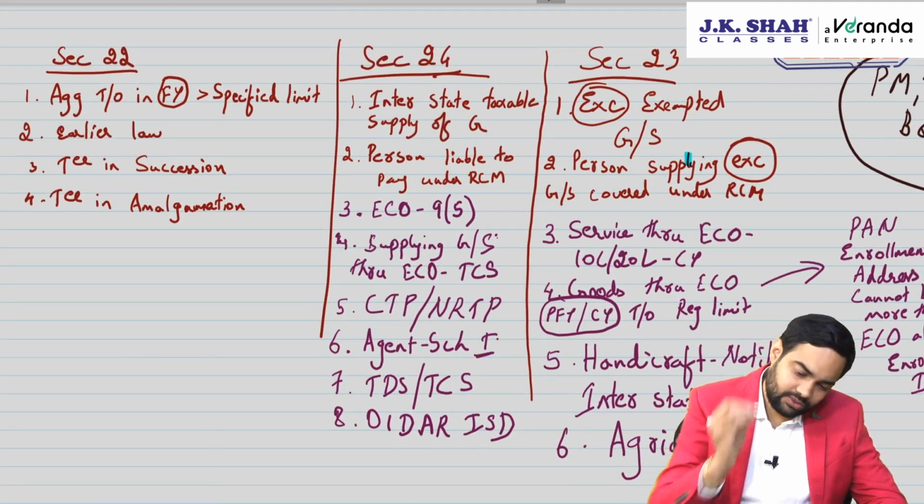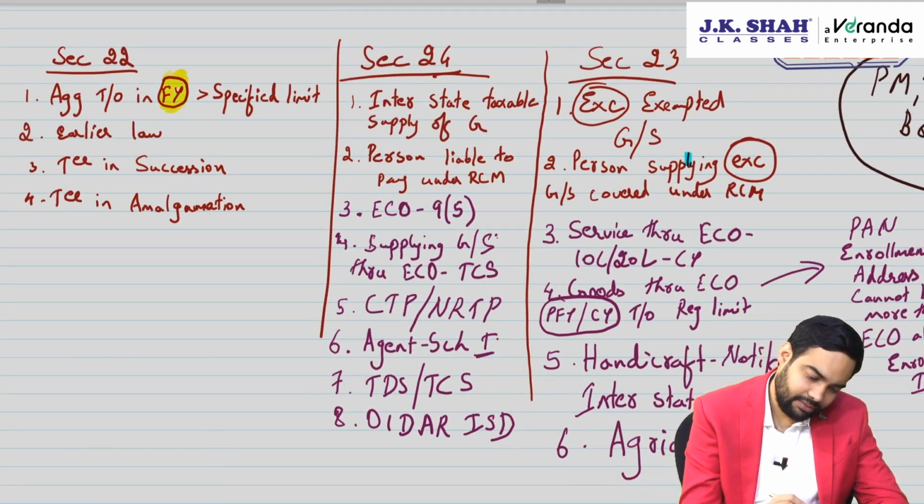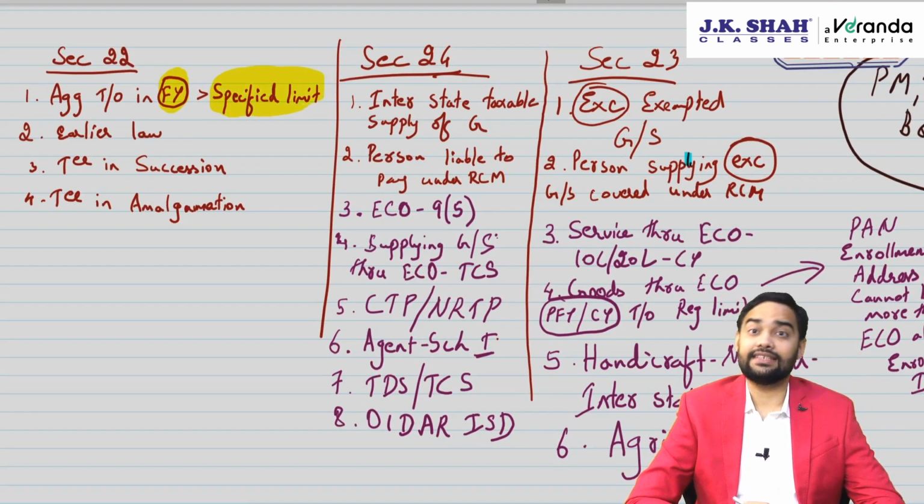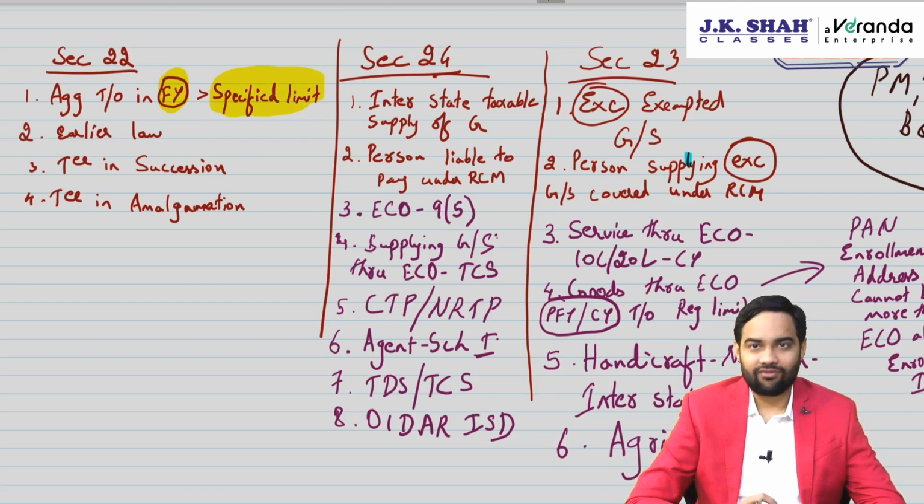The first person who is liable to register is a person whose aggregate turnover in a financial year exceeds specified limits. These limits we discussed at the start. For goods, 10 lakh, 20 lakh, 40 lakh. For goods plus services or only service, 10 lakh and 20 lakh. This was the initial discussion which was done.